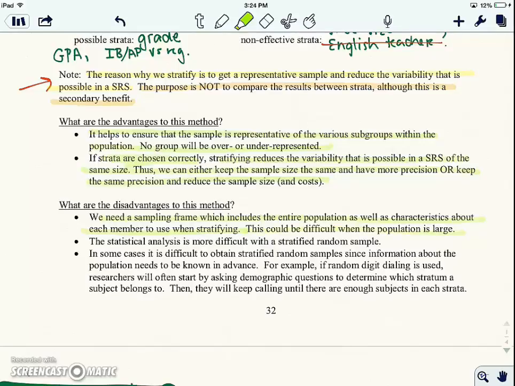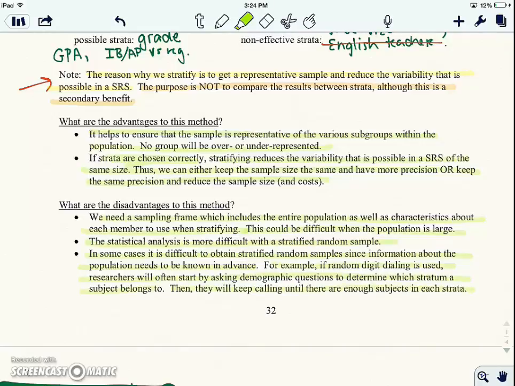This could be difficult when the population is really large. Also, the statistical analysis is more difficult with a stratified sample because we have to look at 3 or 4 different samples. Finally, in some cases it is difficult to obtain stratified random samples since information about the population needs to be known in advance. For example, if random digit dialing is used, researchers will often start by asking demographic questions to determine which stratum a subject belongs to. Then they will keep calling until there are enough subjects in each strata.